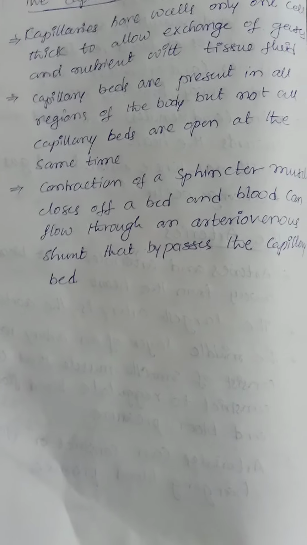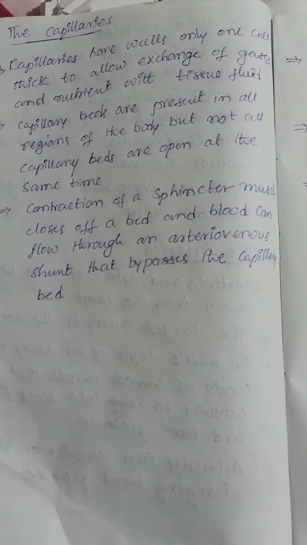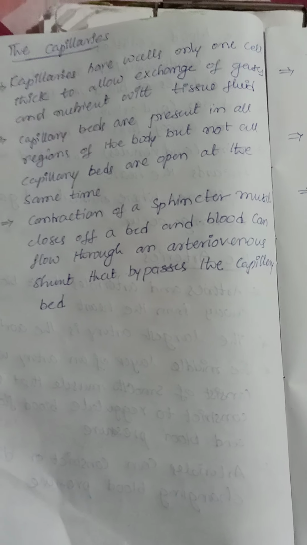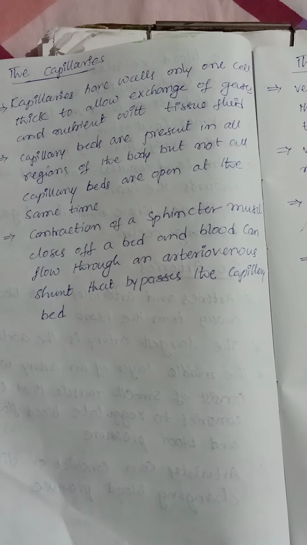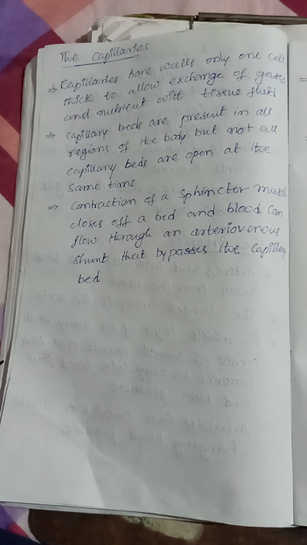And then contraction of the sphincter closes off the bed. Blood can be flowed through the arteriovenous shunt. That is known as the bypass of the capillary bed, right? So capillaries are the smallest blood vessels where nutrient exchange and gas exchange take place. This is the main function, so you need to remember the main function of the capillaries.